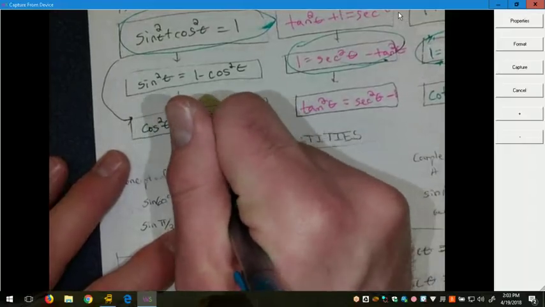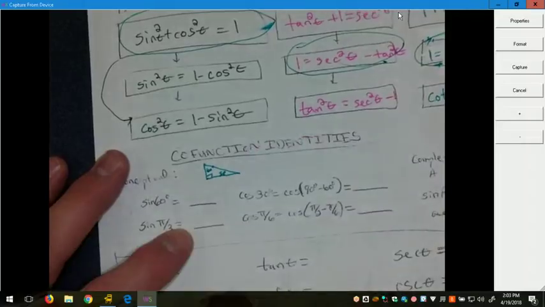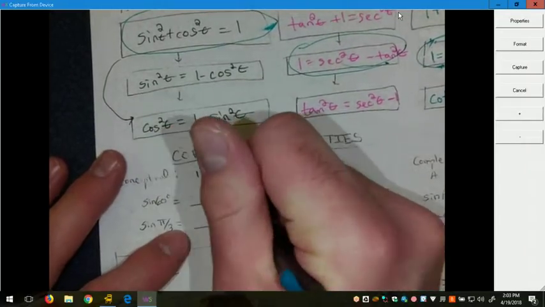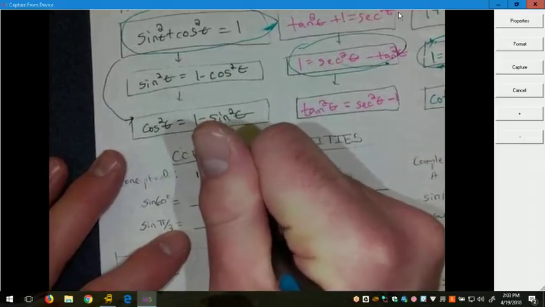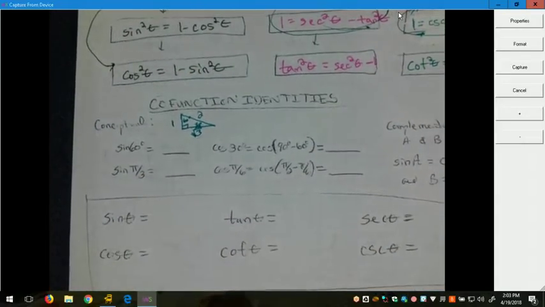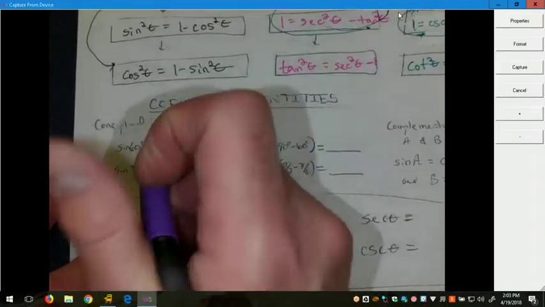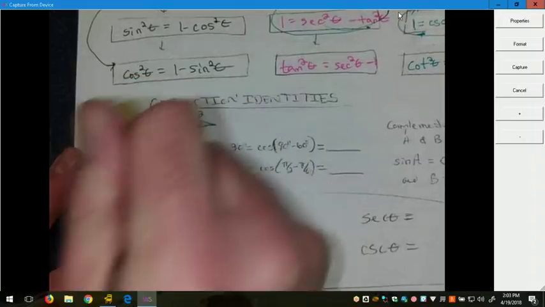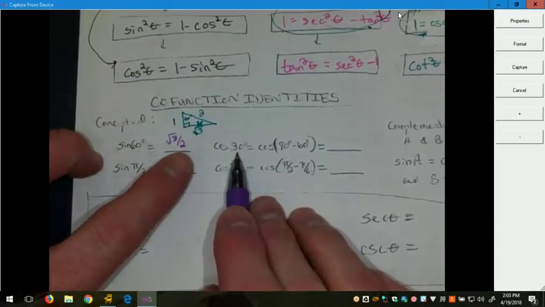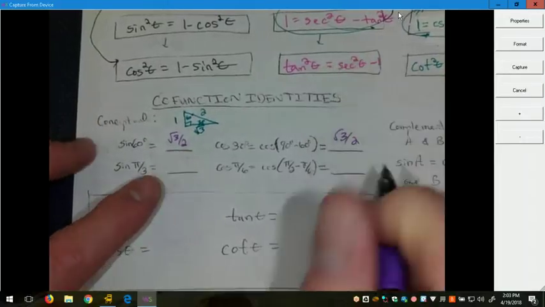Conceptually, I want you to see what we have here. Here's a 60-degree angle, here's a 30-degree angle, and a 90-degree angle. And in this triangle, we remember, we have side lengths of 1, 2, and the long leg, square root of 3. The sine of 60 is the square root of 3 over 2. The cosine of 30 is also the square root of 3 over 2.